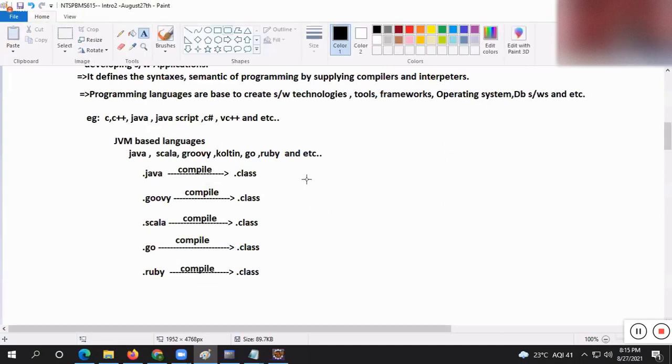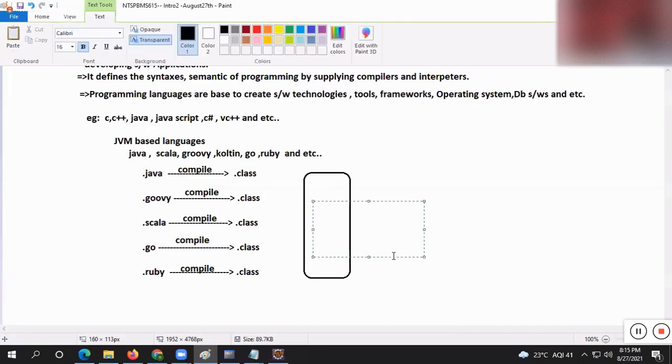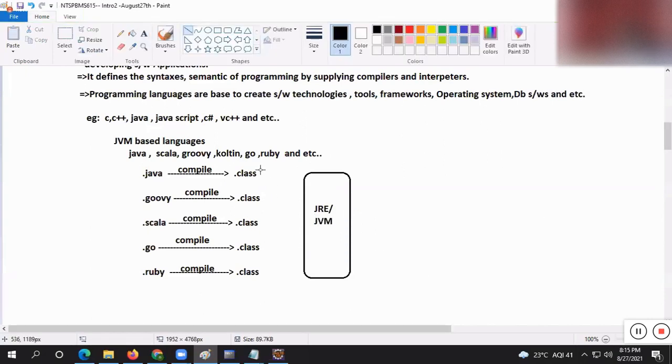Compile. There is no need of taking a separate JVM. You take a single JVM. JRE contains JVM. You know that, right? Okay. And we can give it to a single JVM for execution. That's the reason we call them as what? JVM based languages. We commonly call all these languages as what? JVM based.